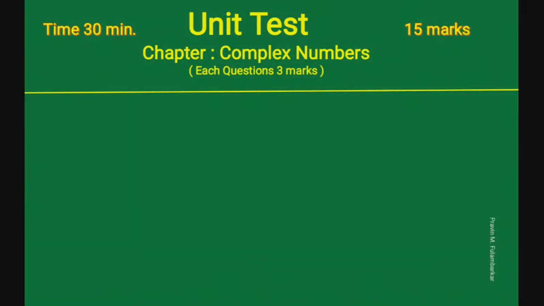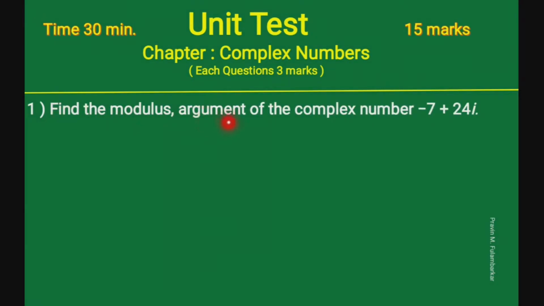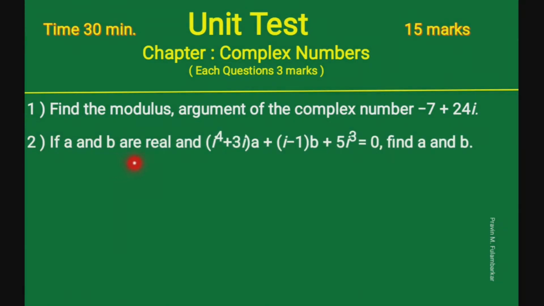Now in this video we see the solutions of unit test 1. So first question is, find the modulus and argument of the complex number -7 + 24i. Second question is, if a and b are real and i^4 + 3i times a + (i - 1) times b + 5i^3 = 0, find a and b. Third question is, solve x² + x + 1 = 0.